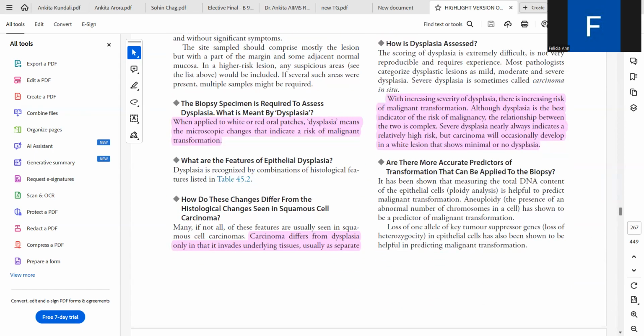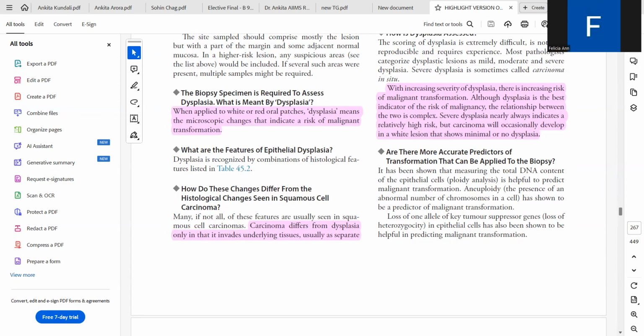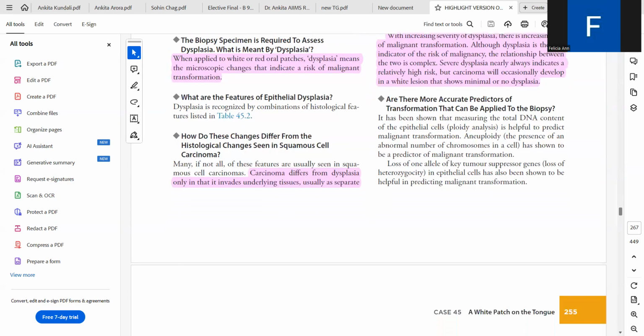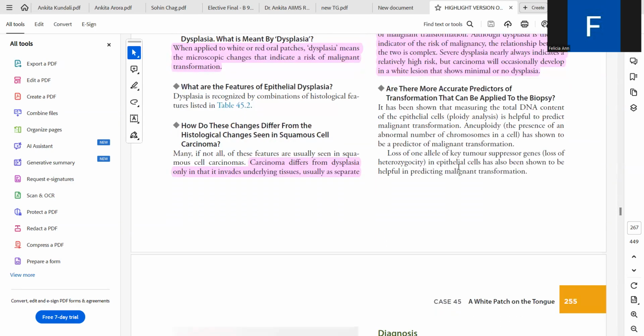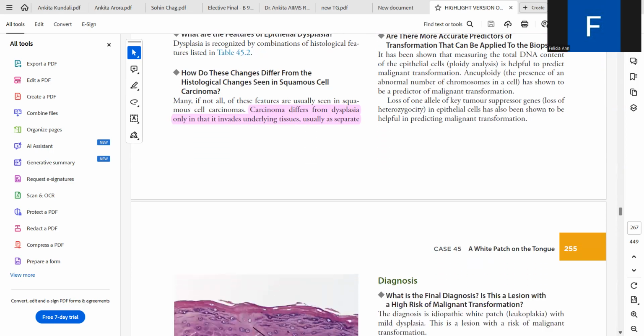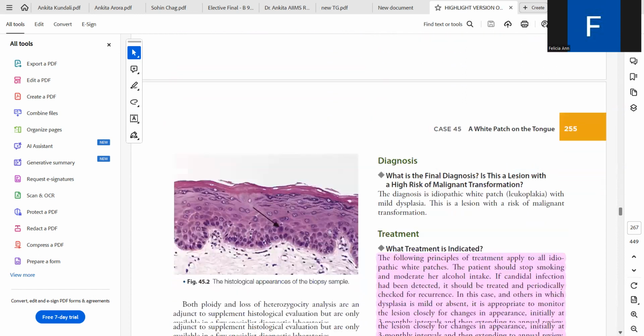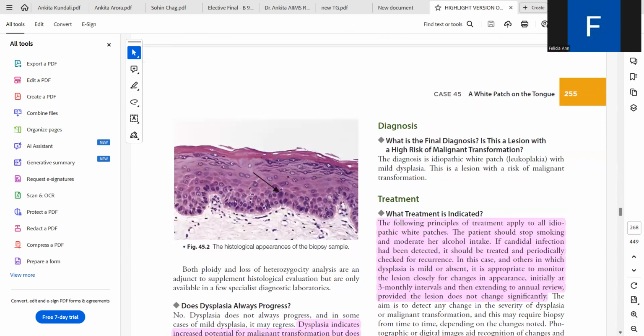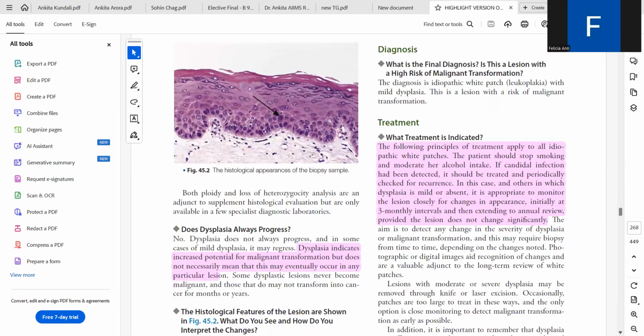Then we have, are there more accurate predictors of transformation that can be applied to the biopsy? The non-highlighted part is as such less important. This is too technical, about aneuploidy and the terms of metastasis, and too much histological explanation.